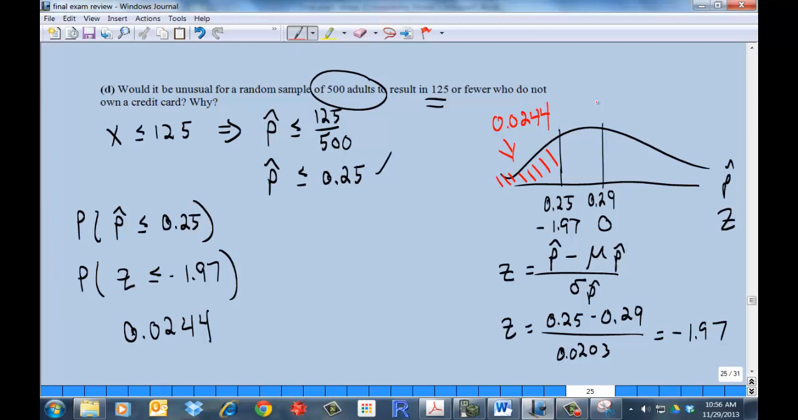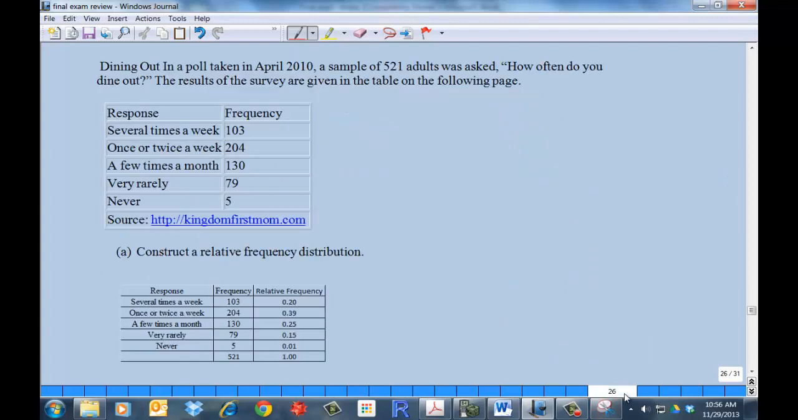Okay, fantastic. Next question here. This question is very similar to the question that we just talked about dealing with the seat belts, because we've got qualitative data and then the number of responses, a sample of 521. So we know the total here. If we total all this up, we get 521. That's our sample, right? 521 is our sample.